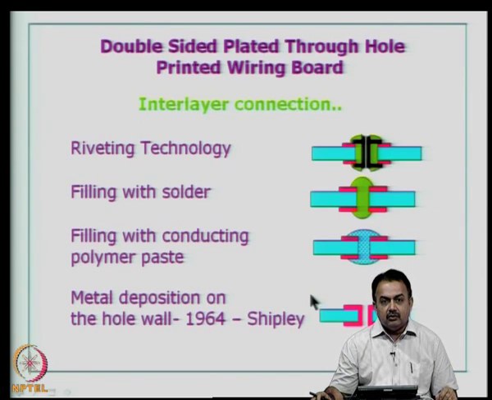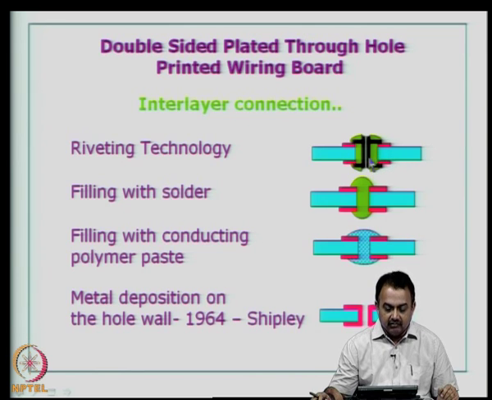Double sided plated through hole printed wiring board. In this case, the interlayer interconnection is very important. The earliest technology was riveting the holes and making it conductive in the olden days. People have also tried filling it with solder, okay, although it looked very immature for us today, but earlier days this was simply an easy method of filling the hole with molten solder and then providing some kind of an interconnection, but never a reliable one.